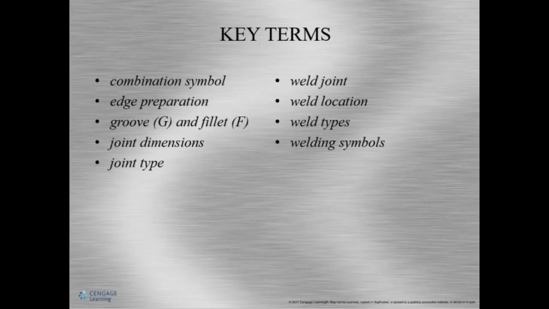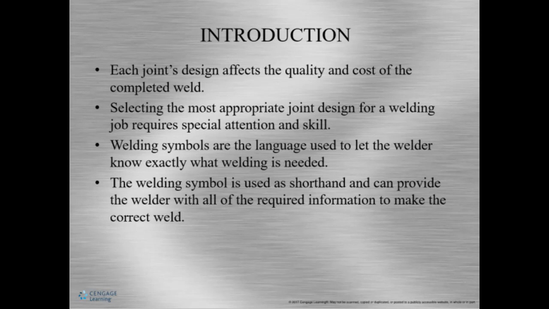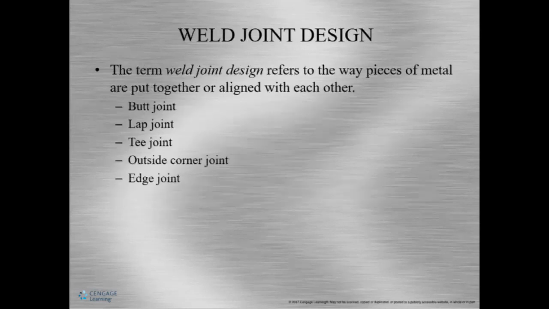Some of the key terms we're going to look at are groove, fillet, weld joint, weld location, and welding symbols. There are many factors that affect the type of weld joint to be used and how we select it, so we'll talk about different factors. Welding symbols are an abbreviated shorthand that is used on welding blueprints. Once you understand the code, you'll be able to decipher what's written.